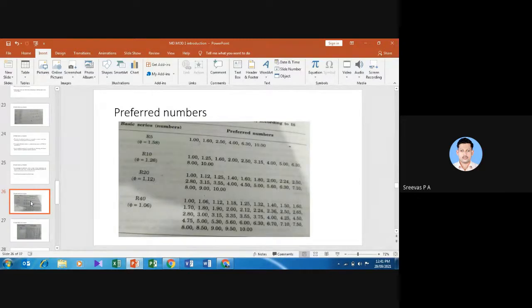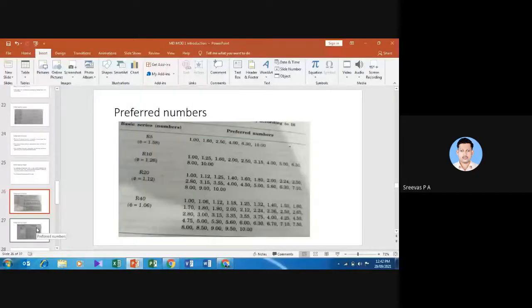Design of Machine Elements by Jalaluddin. They have given this preferred number series in the R5 series. In the R10 series, it will be given, all those things. Now, this is the R80 series. R40, R80, that series also will be there.